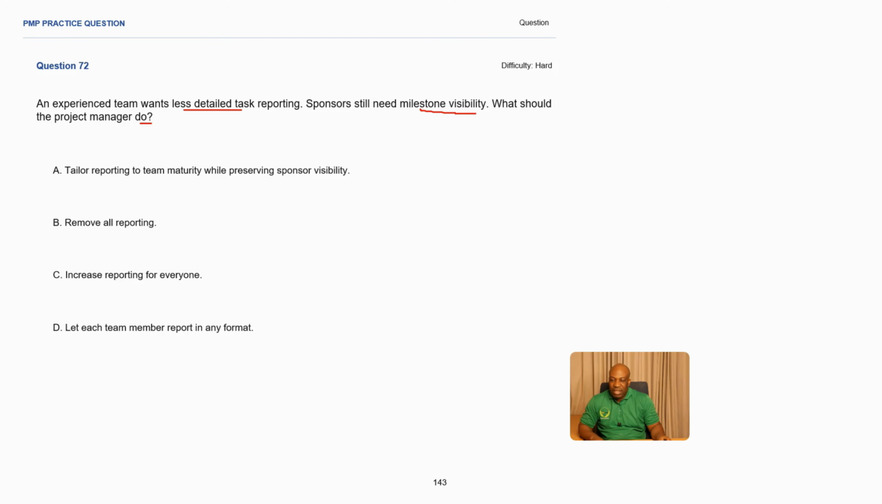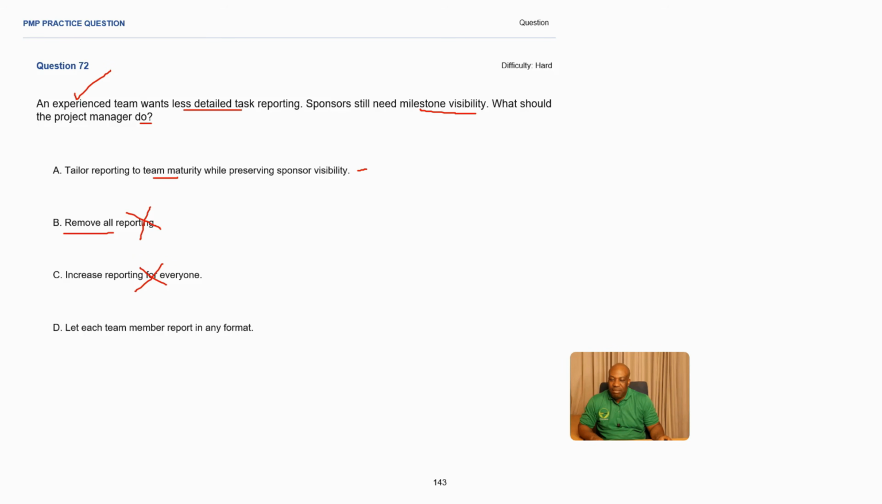Tailor reporting to team maturity while preserving sponsor visibility. I like this one, team maturity, because they said they're experienced. Remove all reporting. You don't remove reporting. Reporting is very important in every project environment. Increase reporting for everyone. You don't increase reporting. You need to tailor reporting, making this one incorrect.